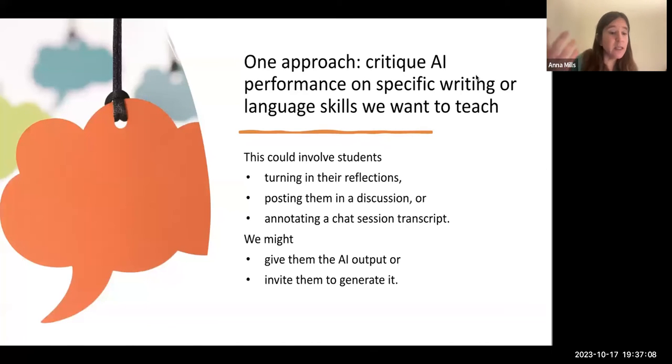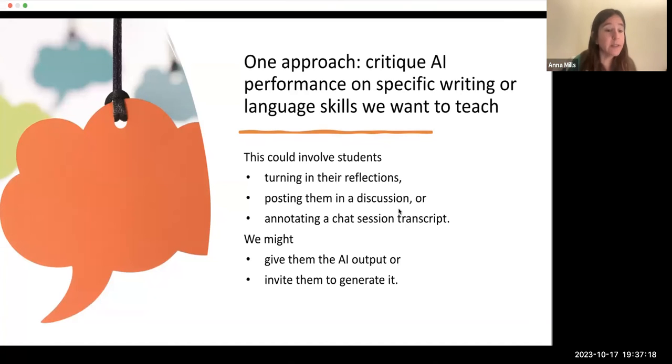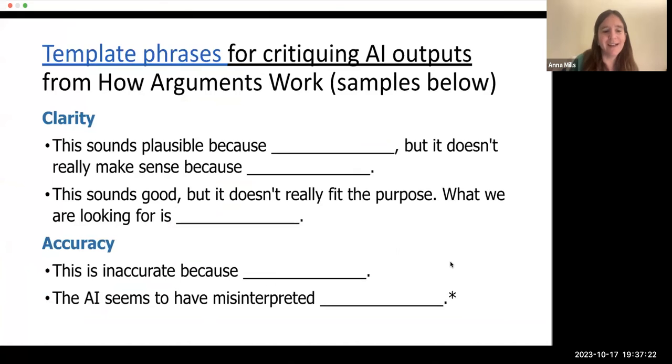And we might feed them the chat session transcript, or the next level would be to invite them to generate it on their own through some kind of system, but that's not even necessary. We can start with giving them a transcript and then scaffolding that, building confidence and building the critical approach in the sense of the different ways it might be wrong, even though it sounds good.